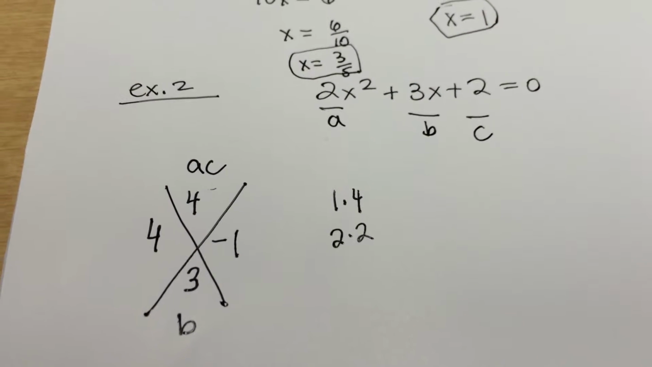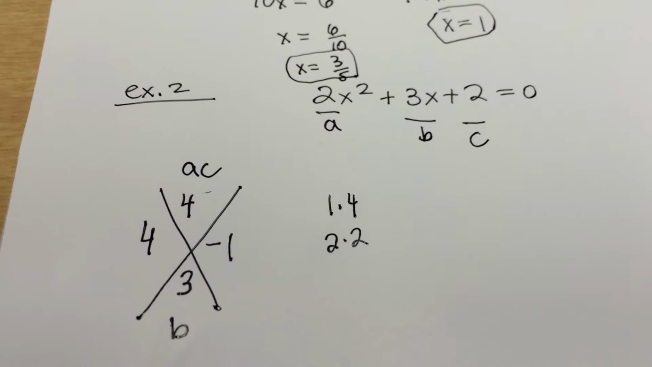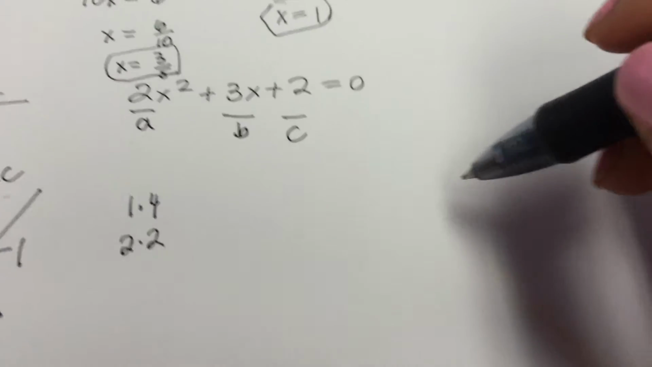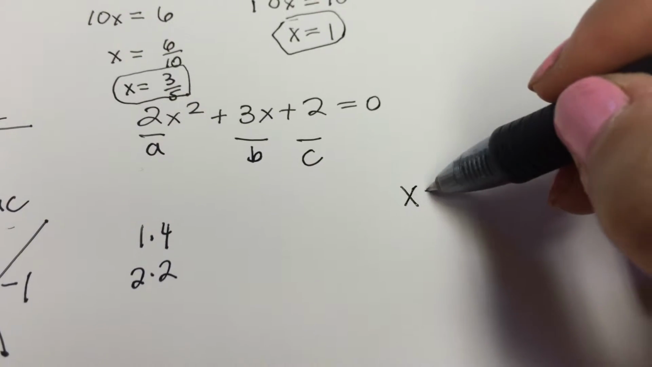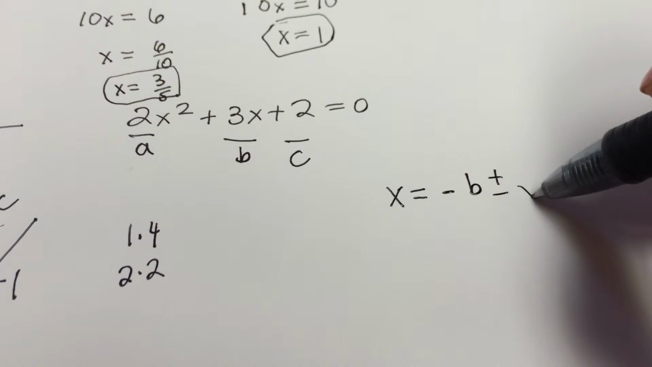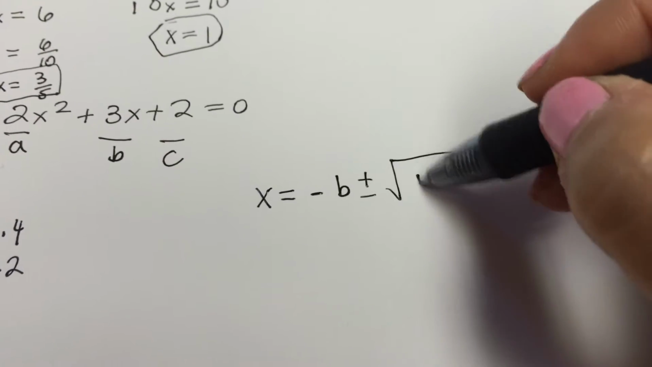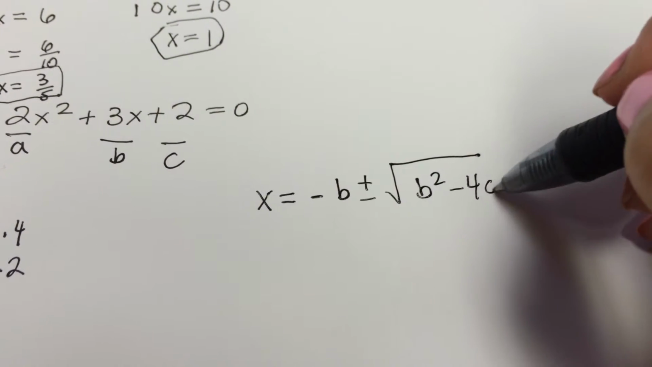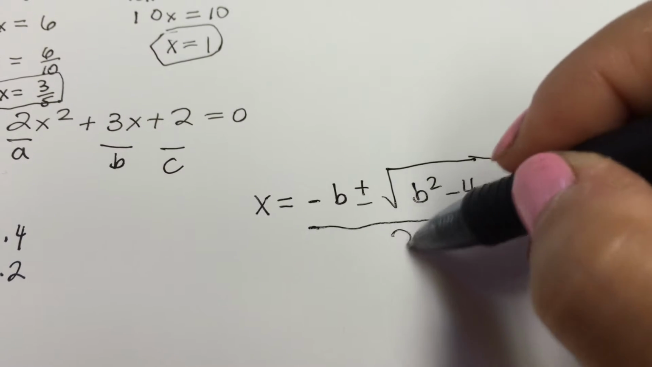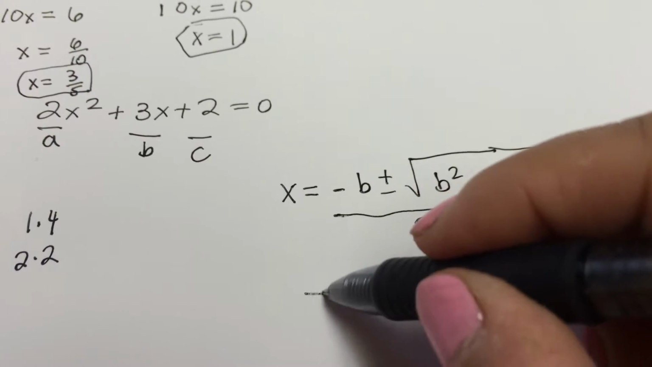So if plan A doesn't work, you have to go with plan B. And the plan B is the quadratic formula. Quadratic formula always works. So we're going to have to go into quadratic formula. So quadratic formula says x equals negative b plus and minus the square root of b squared minus 4ac all over 2a. Okay, so then we do the substitution.